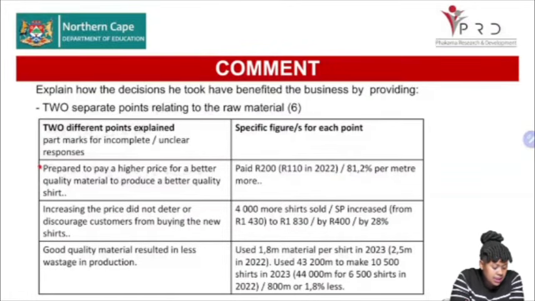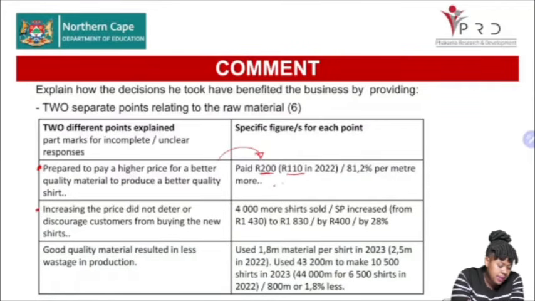So the first thing is that the decision he made was the following: he decided to pay a higher price for a better quality. Provide the figures to support this point. He paid 200 Rand per meter, and in the previous year he was only paying 110. So he is paying 81.2% per meter or more.